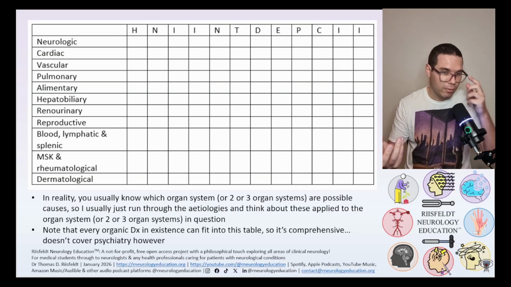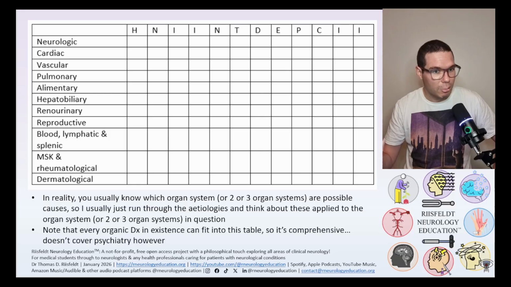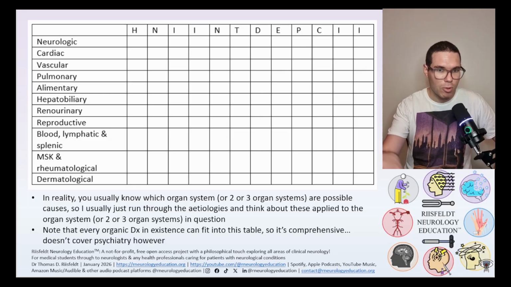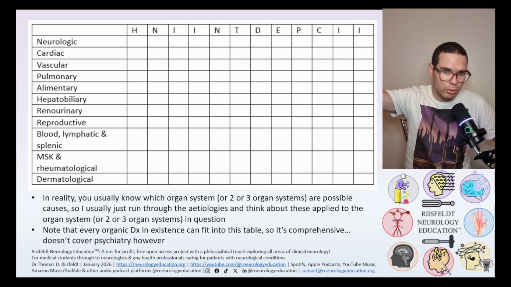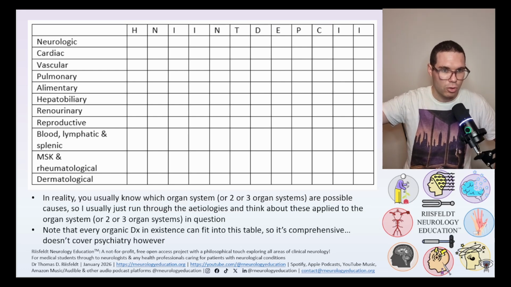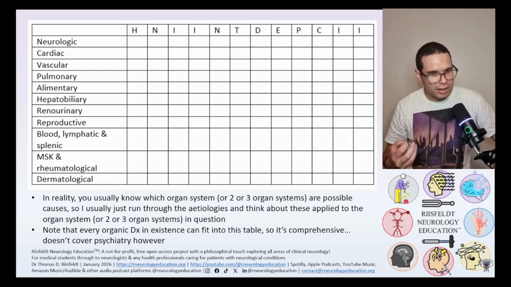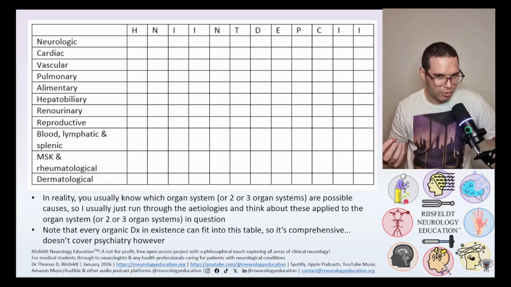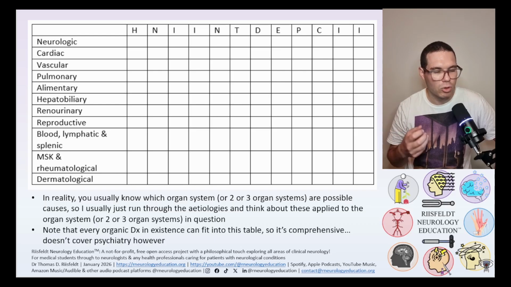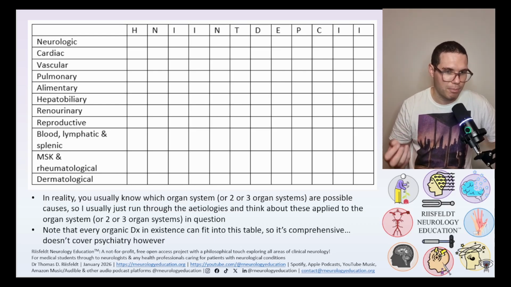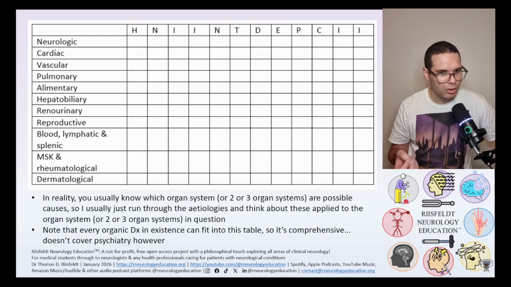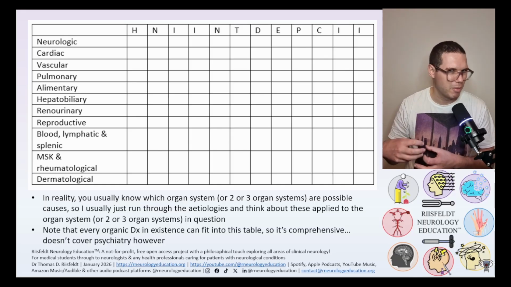So I've done it here just for the sake of illustrative example if you're watching along on the video form of the episode. So here's the table with the columns as your etiological categories and the rows as your functional anatomical body systems. In reality, based on the presenting symptom or symptoms, you usually know which organ system or 2 or 3 organ systems might be at play. So you can really narrow it down immediately.